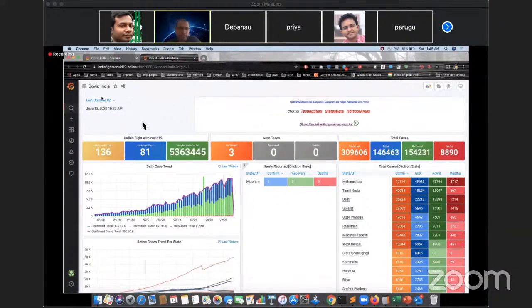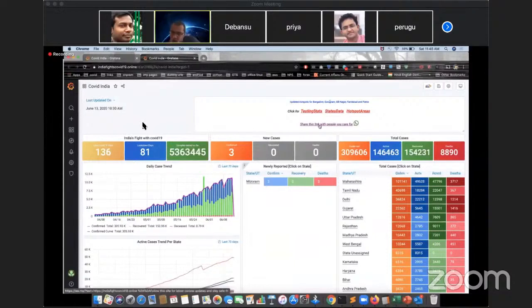As you can see, we have given the latest update time, at what time it was updated, and then we have given some quick links over here, like you can check the testing stats, state data, and hotspots directly from here. And if you want, you can share it via WhatsApp.